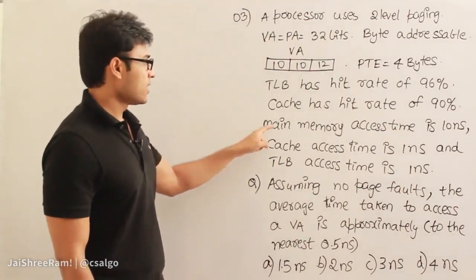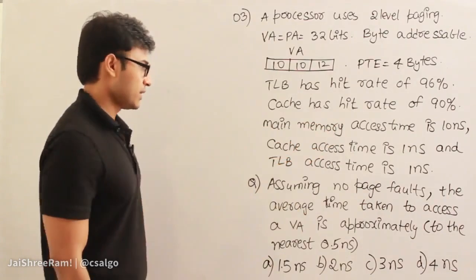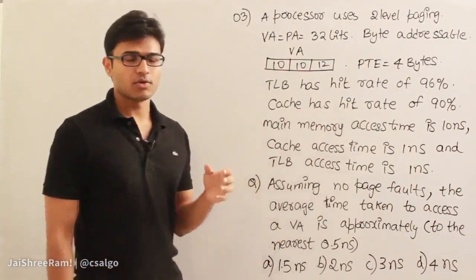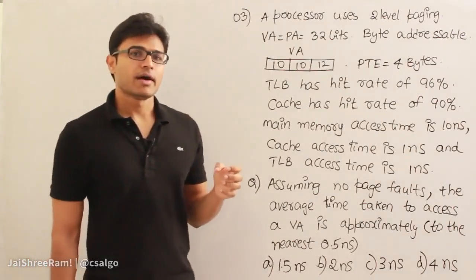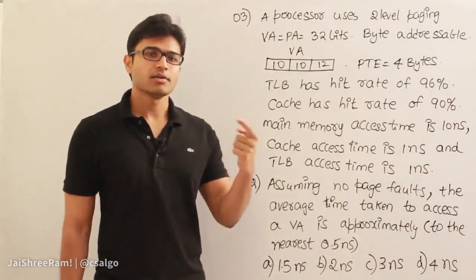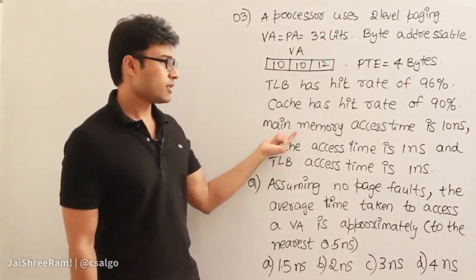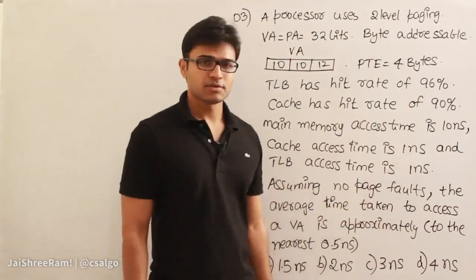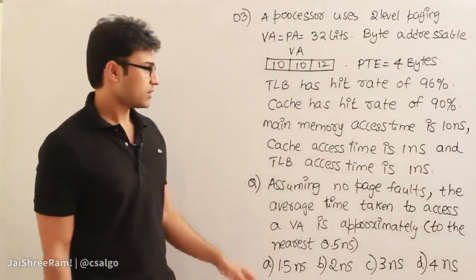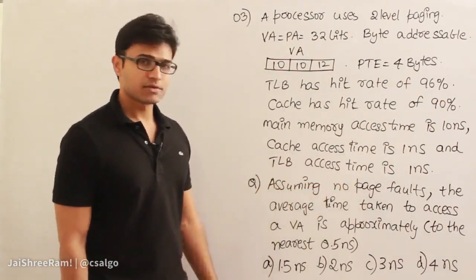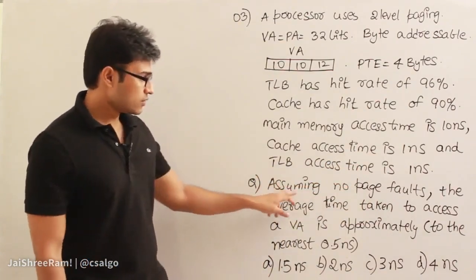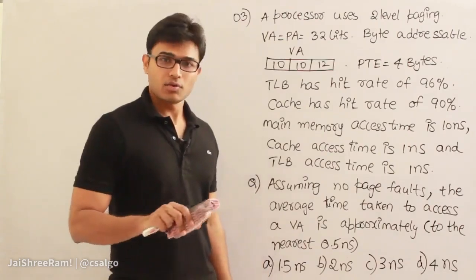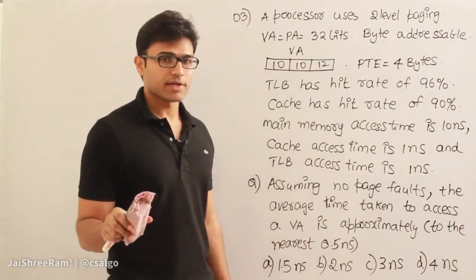And then they are asking, main memory access time is 10 nanoseconds. This is given, right? So if we don't find an entry either in TLB or in cache, then we are going to go into the main memory and it is going to take 10 nanoseconds, and cache access time is 1 nanosecond. So cache obviously is faster, and TLB access time is 1 nanosecond. Then the question is, assuming no page fault, which means assume that there is no page fault which has happened.